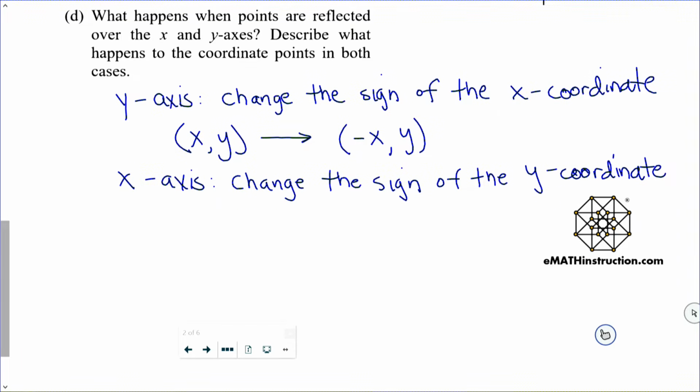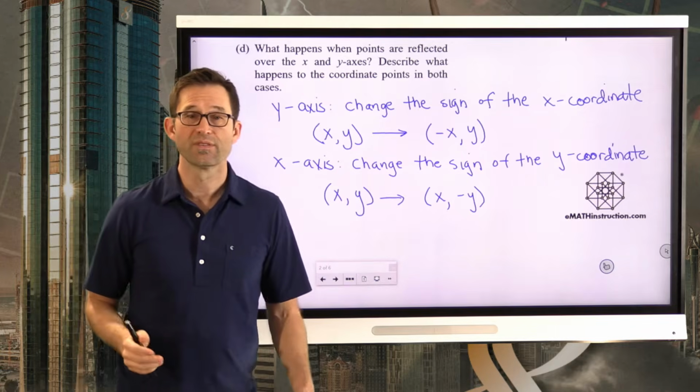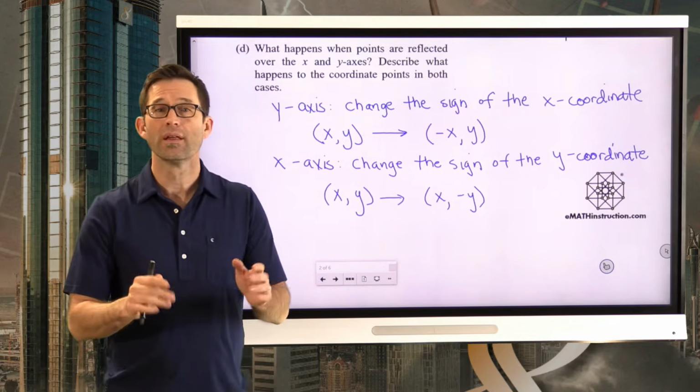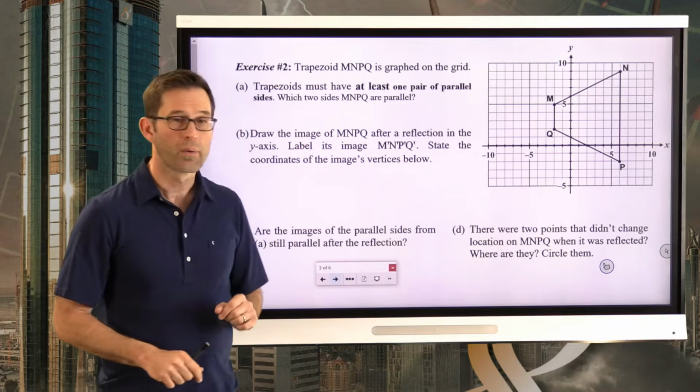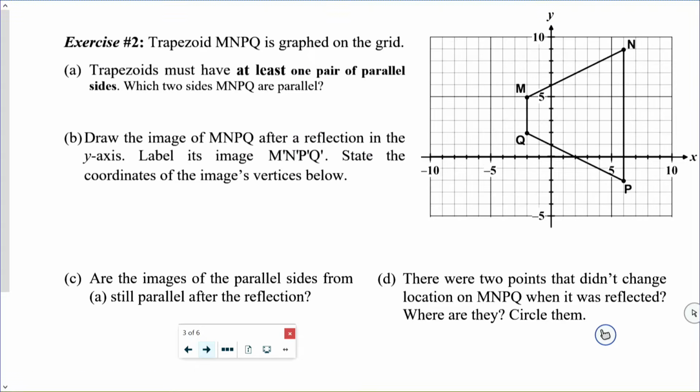And again, in terms of a rule, that would be (x, y) gets mapped to (x, negative y). All right, it's that simple. Let's take a look at this in the next exercise. Here we go, exercise number 2.